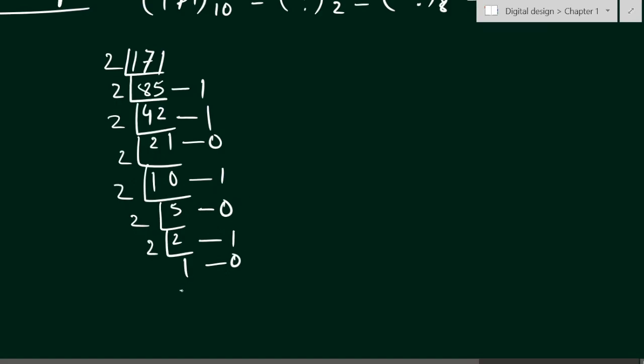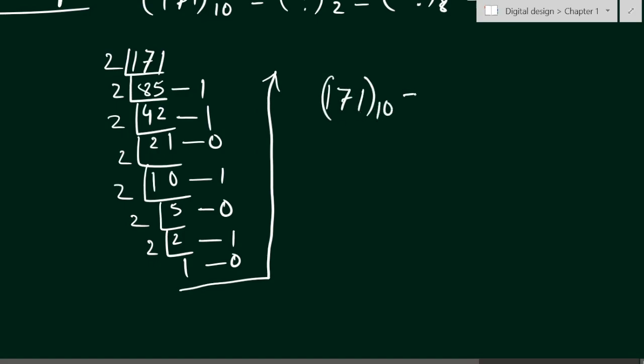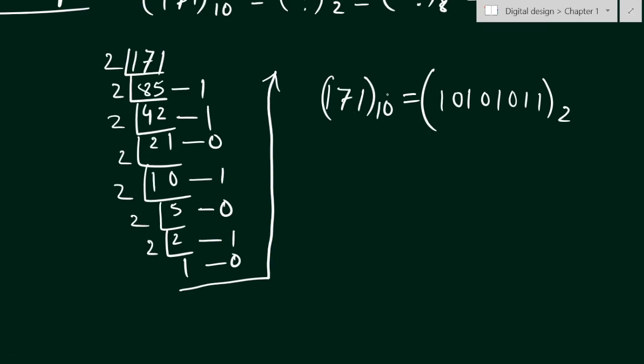Now after dividing in this procedure, you have to write these remainders in this fashion, that means from bottom to top. So what will be the binary equivalent of this number? 171 in base 10 is equal to 1010 1011. So this is the binary equivalent of the number 171. So you have got how I have converted.